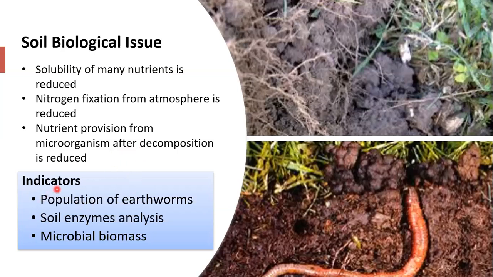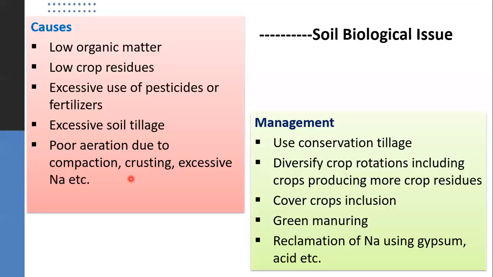So we can observe the population of earthworms as an indicator. Soil enzymes can be determined. That will also indicate the microbial population in the soil, and microbial biomass can also be very easily determined by very simple methods to know what the microbial population is, because we need microbes in the soil for many reasons.